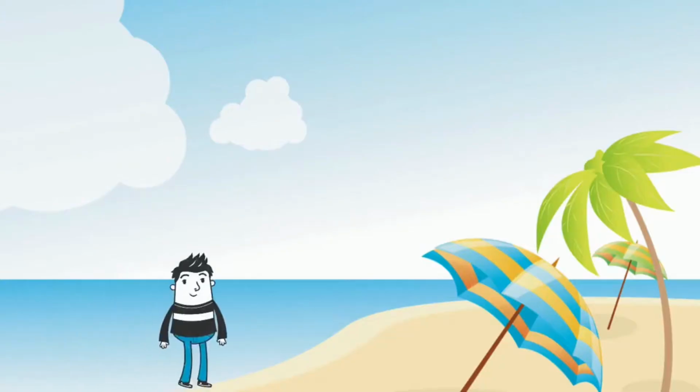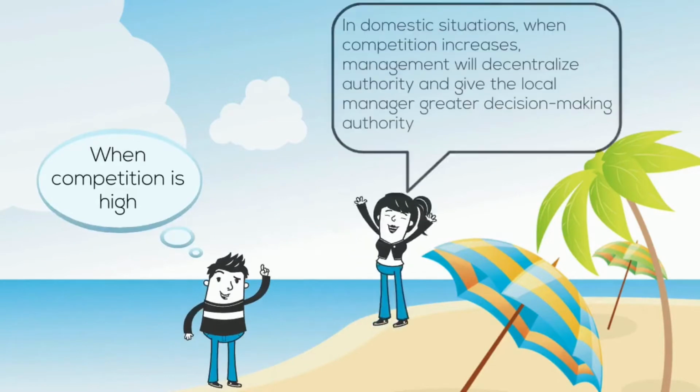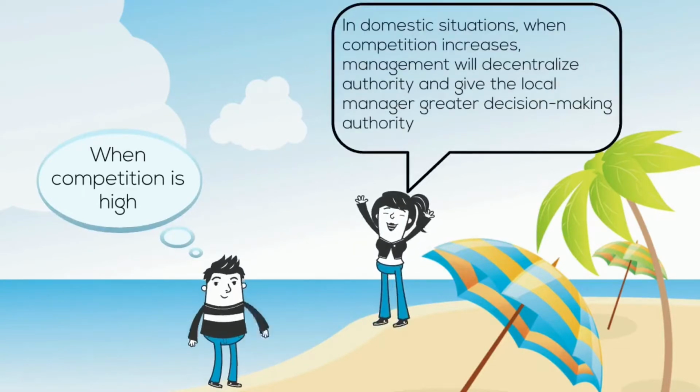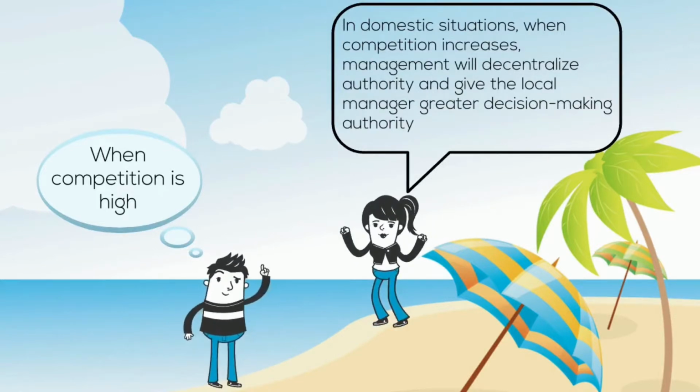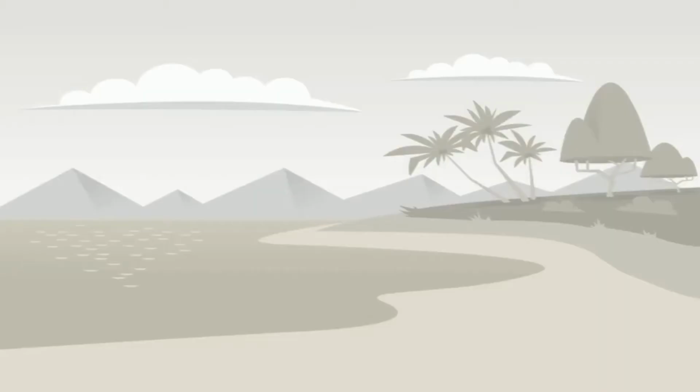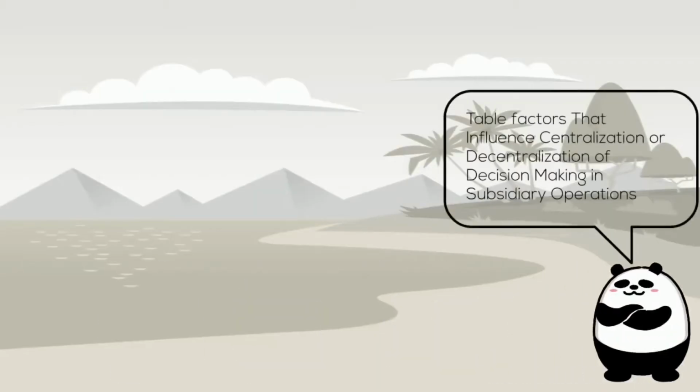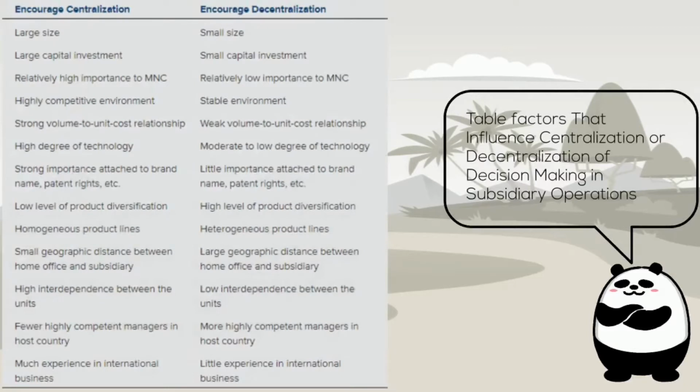The second point is when competition is high. In domestic situations, when competition increases, managers will decentralize authority and give local managers the greatest decision-making authority. Table: factors that influence centralization or decentralization of decision making in subsidiary operations.